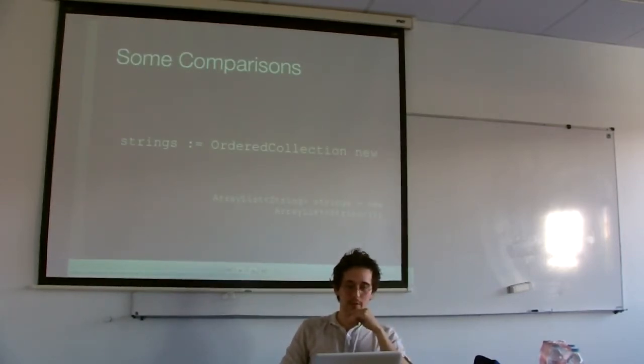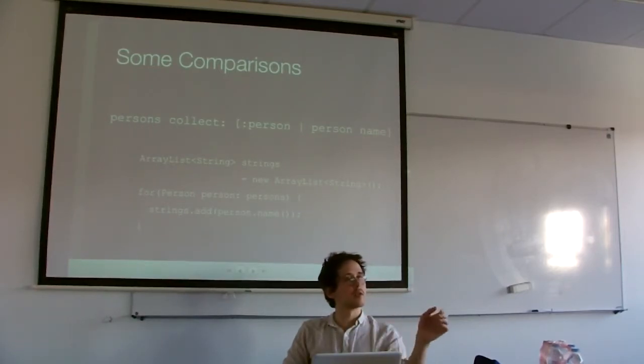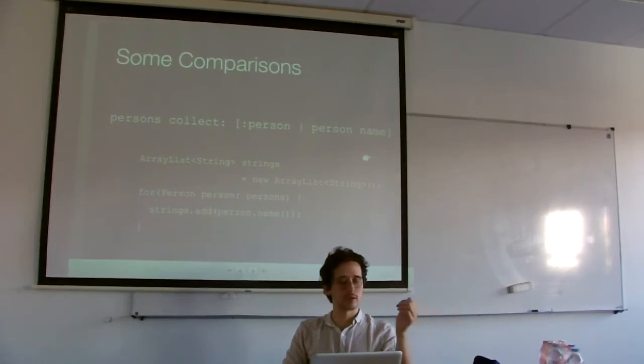So some comparison. That's for comparing with Java, but it's not really important. This one is cool. That's a special kind of iteration that collects the result of the block and creates a new collection out of it. The way to do that in Java is that you first declare a new array list, and then you iterate over it to add the name of each person to this list. In Smalltalk, you just say persons collect, and you give a block that will get evaluated for each element, and the result of the block will be used to create a new collection.